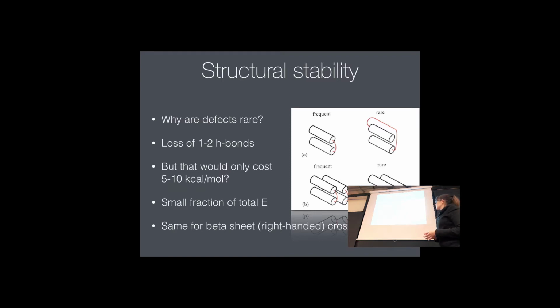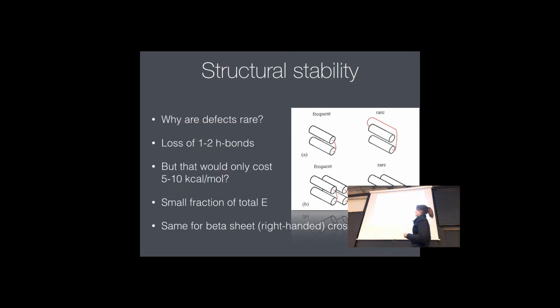So we've talked about this before. It seems that there are very few defects. In proteins we can lose maybe 1 or 2 hydrogen bonds, but often not much more than that. The question we're going to answer over the next 20 minutes or so is, why is that? Do you remember this number? Losing 1 hydrogen bond costs about 5 kilocalories per mole. It looks quite small in the big scheme of things. So why is it so rare that we see them?